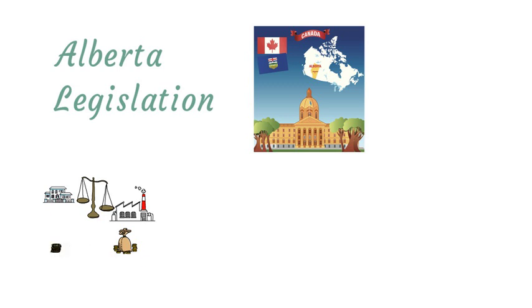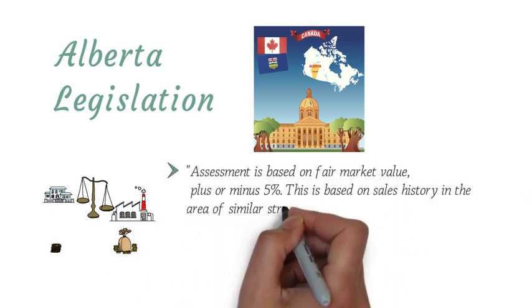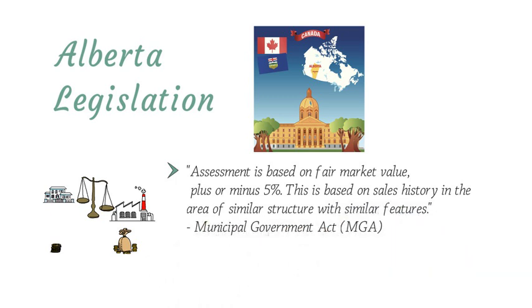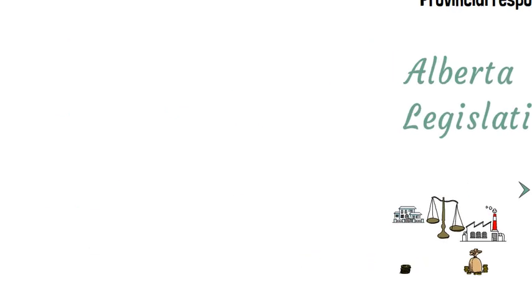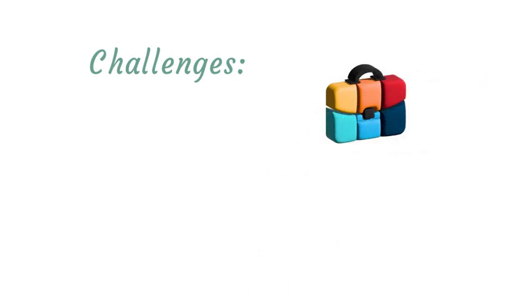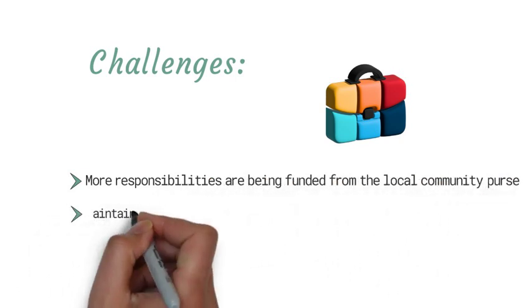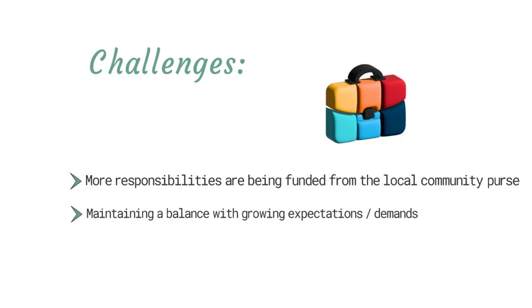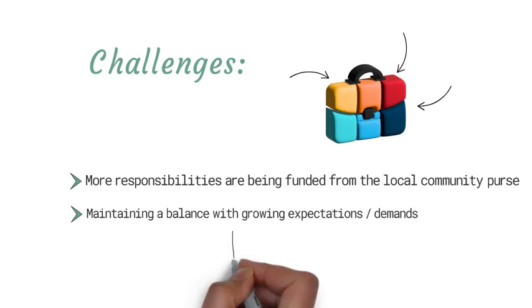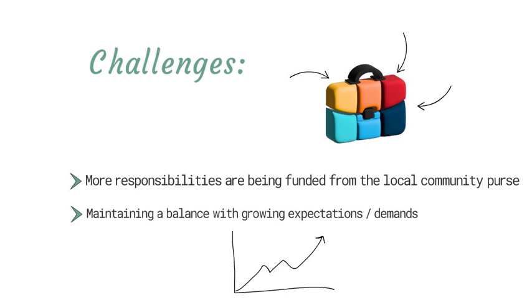Assessment is based on fair market value plus or minus 5%. This is based on sales history in the area of similar structure with similar features. There are some challenges though. As many provincial responsibilities are offloaded to the municipal government level, there are more responsibilities that are now being funded from the local community purse. Again, once a program or piece of infrastructure is added to the responsibility of the purse, it rarely ever leaves, which creates more challenges in maintaining a balance while the expectations and demands of the community continue to grow.